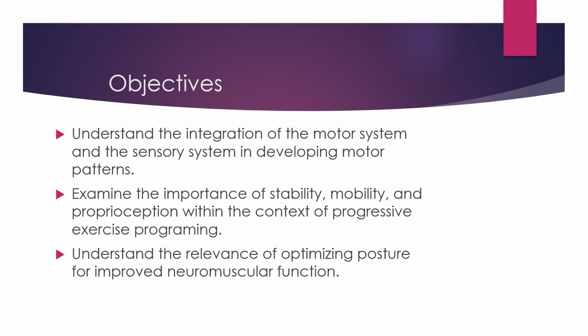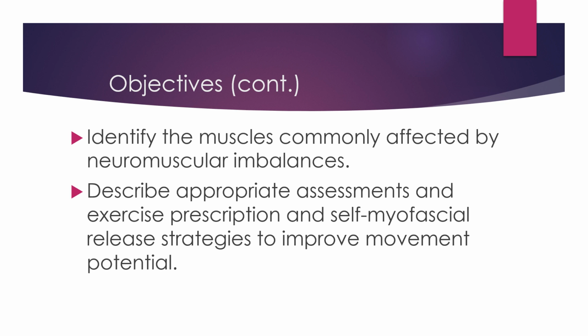So these are our objectives: to understand the integration of the motor system and the sensory system and developing motor patterns, as well as to examine the importance of stability, mobility, and proprioception within the context of progressive exercise programming, and understand the relevance of optimizing posture for improved neuromuscular function, as well as identify the muscles commonly affected by neuromuscular imbalances, and describe appropriate assessments and exercise prescription. Much like what we did with the functional movement screen, we're going to take it a little bit further this week, and cover self-myofascial release strategies to improve movement potential.